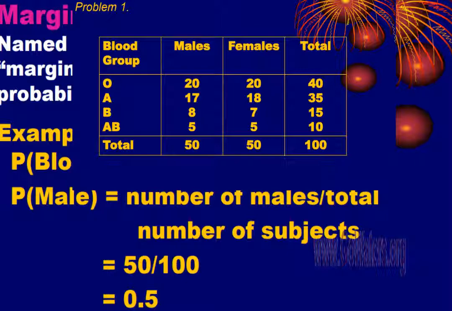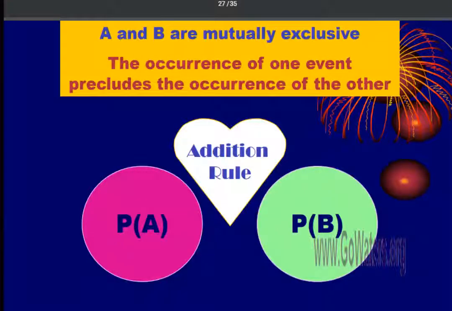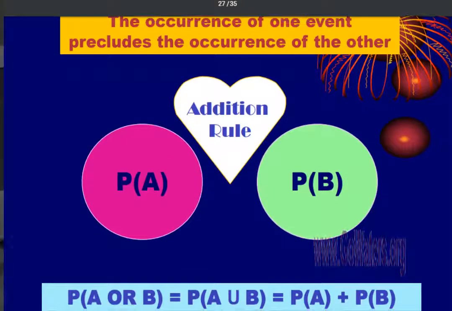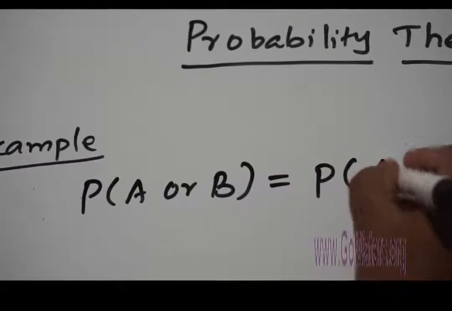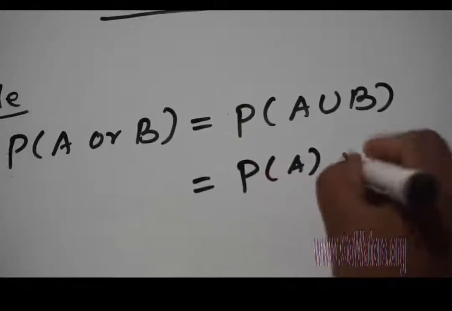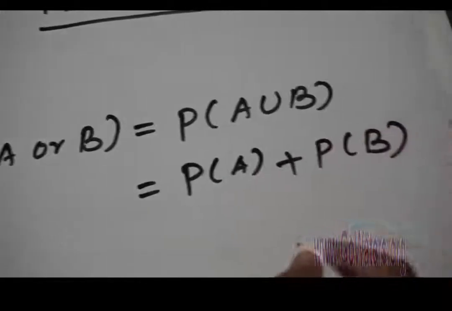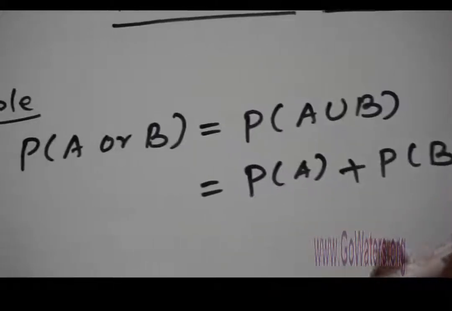Now we look at the conditional probabilities of the same example. Before that, I just want to show you how the addition rule of probability works here. As the example shows, A and B are mutually exclusive, right? The formula which I wrote already: probability of A or B, which is the same as probability of A union B, is equal to probability of A plus probability of B. They are mutually exclusive. That means when one event happens, the other cannot happen.